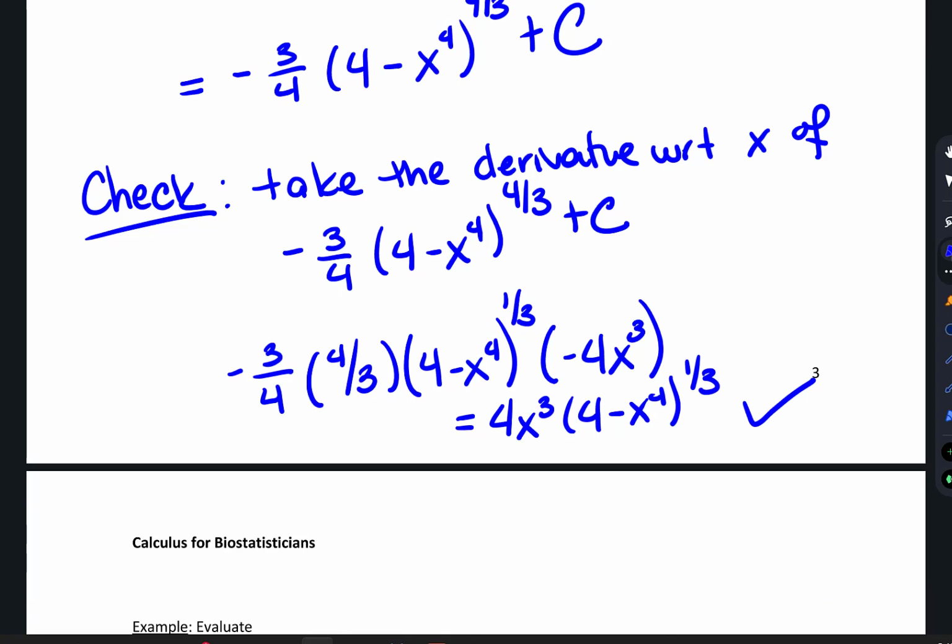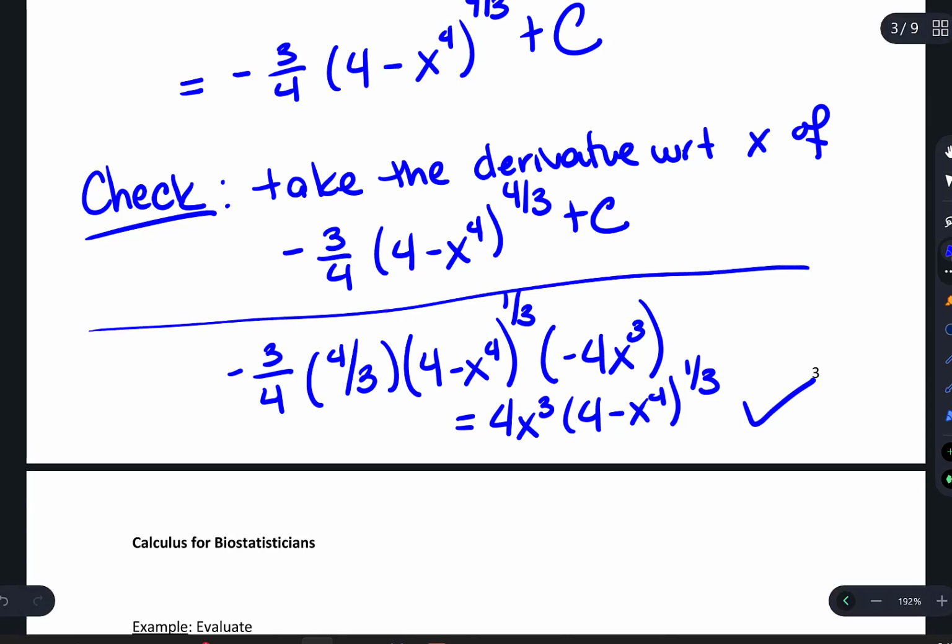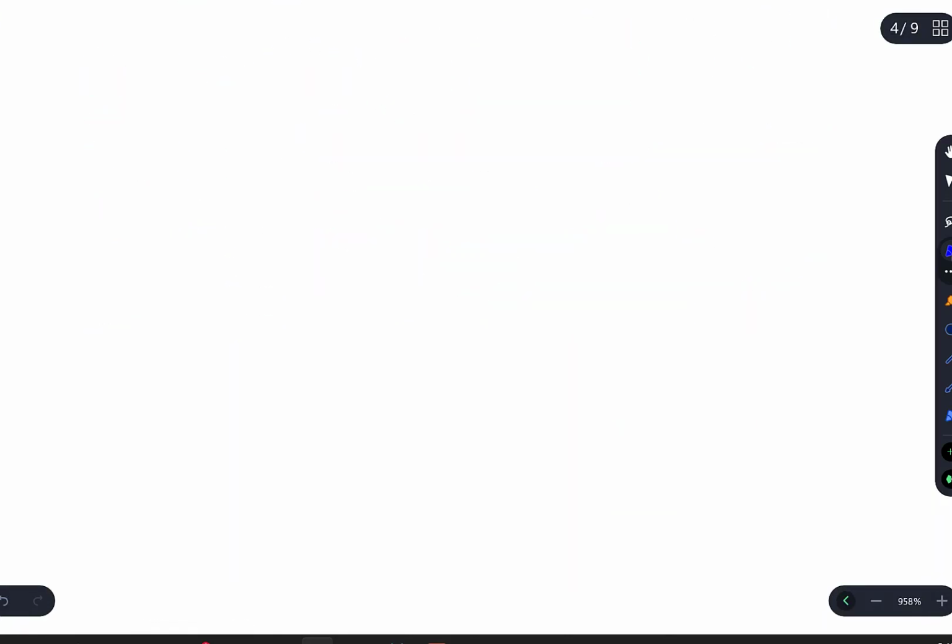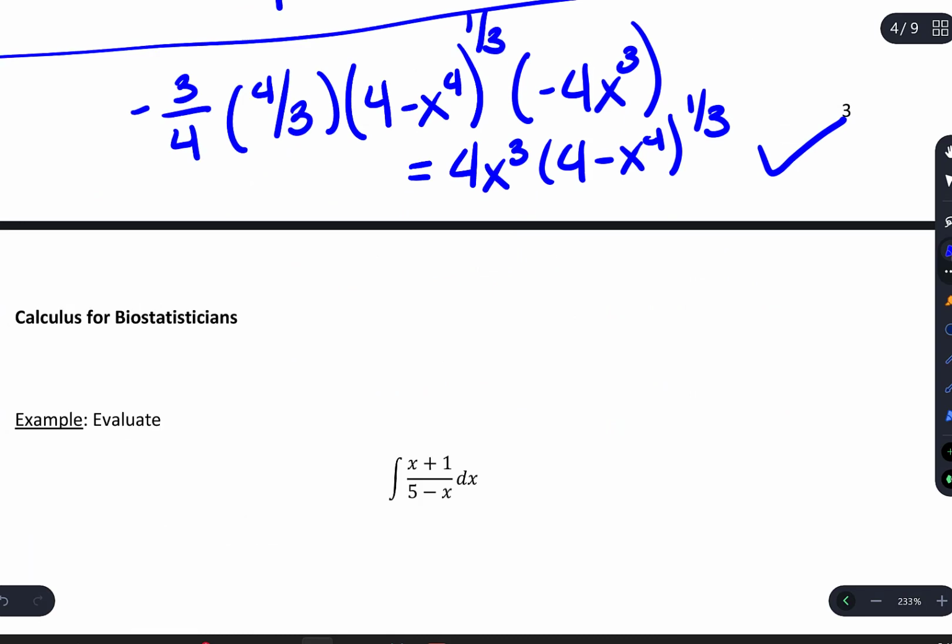I do want to make sure, notice I don't put an equal sign there. These are two separate lines. All right, so let's look at another example.